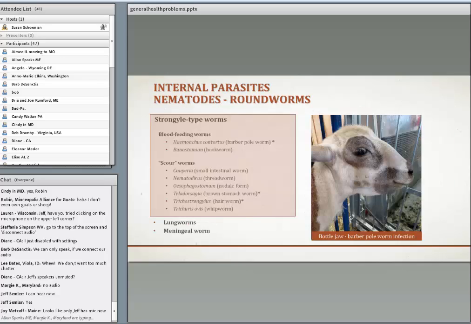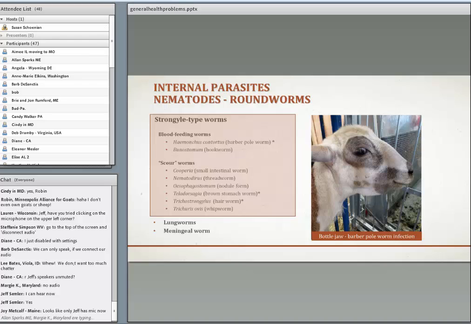So within the helminths, or the multicellular parasites, the primary problem that we have is roundworms. And they're exactly that. They're round. They have a reproductive system. They have a digestive system. They're actually far more advanced than you might think. Sometimes we call them nematodes.